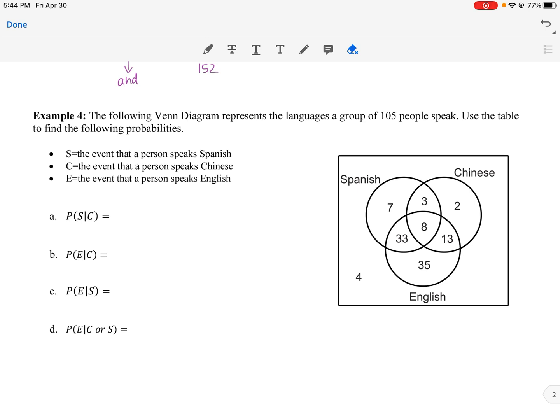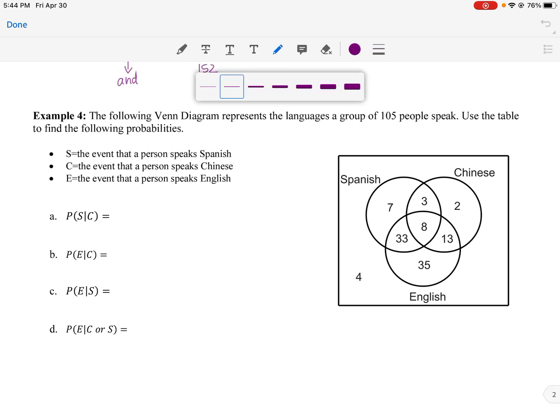Okay, one last one. This time I got a Venn diagram. The Venn diagram represents the languages a group of 105 people speak. And we've got S is the event that the person speaks Spanish, C is the event that the person speaks Chinese, and E is the event that the person speaks English.